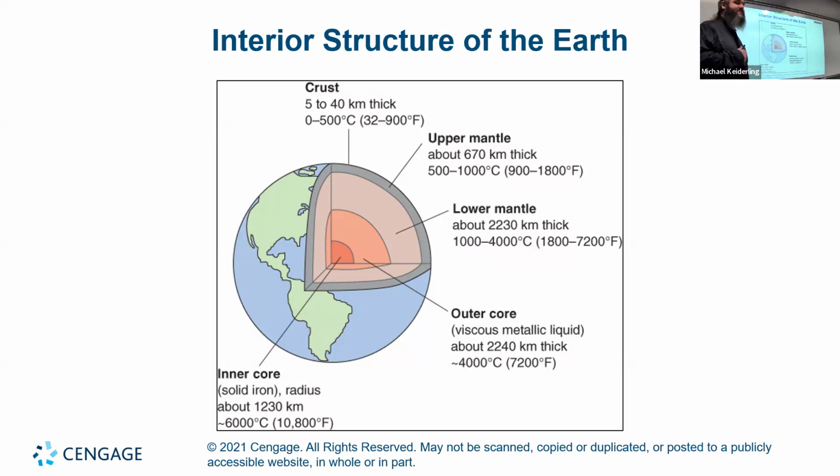And the outer core, which is liquid, currents in the outer core is what creates the magnetic field of the Earth that protects us from charged particles flying at us from space. So the solar wind and such.